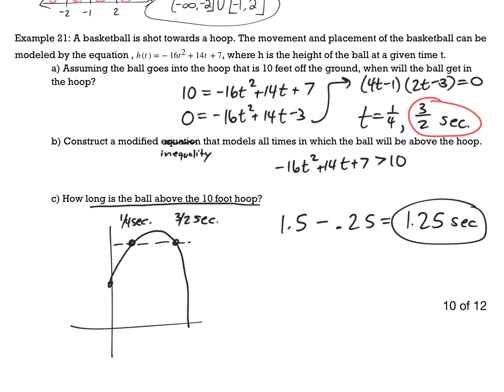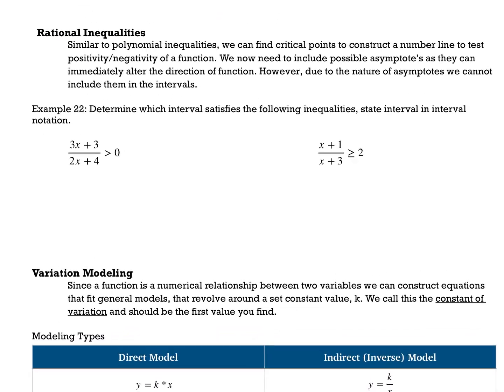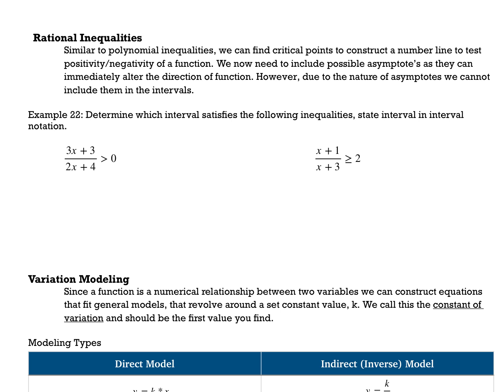All right, we'll talk more about modeling later in the week. We are going to finish up here with two rational inequalities. These are going to behave very, very similar to what we did on the last page with polynomials, but we have to account for asymptotes. So I want to just highlight one very important thing in your notes, and that's the last sentence of that paragraph. Due to the nature of asymptotes, we cannot include them in any intervals.